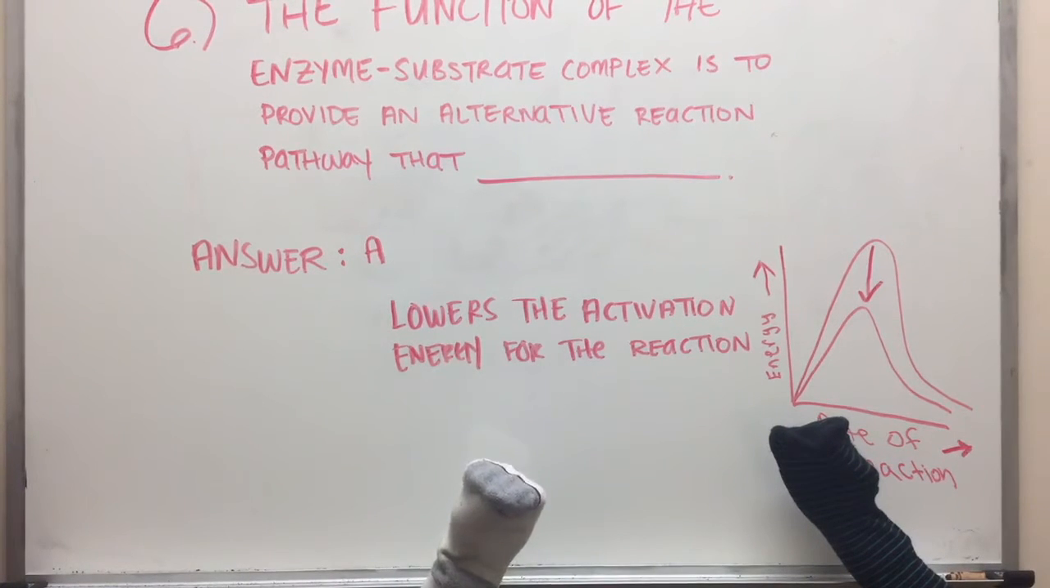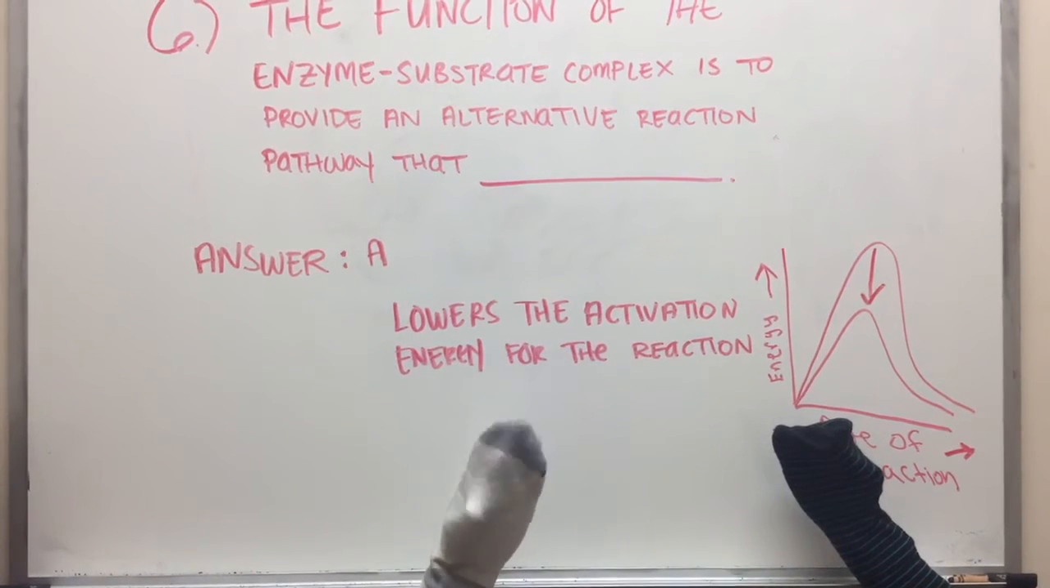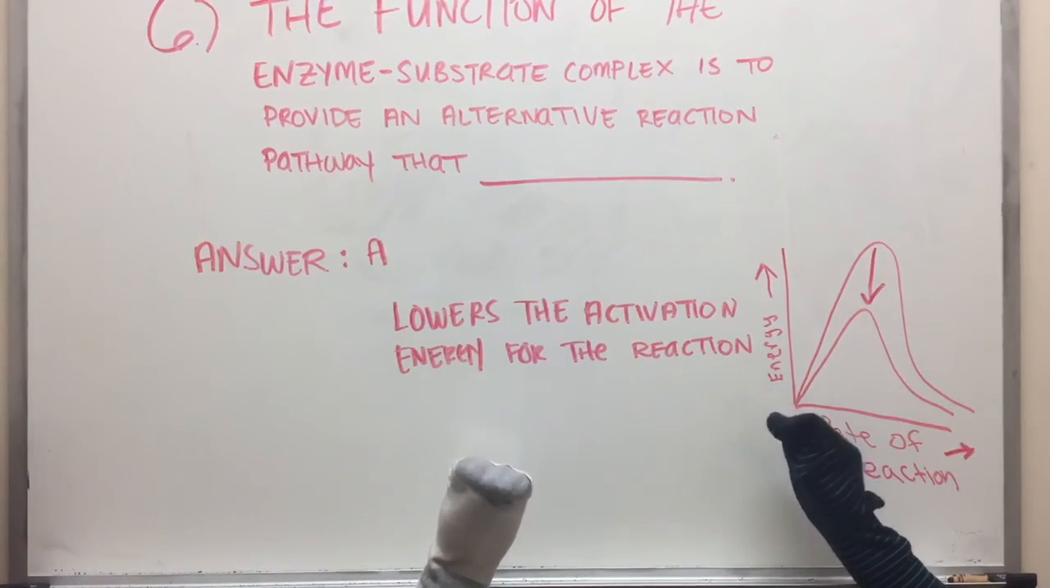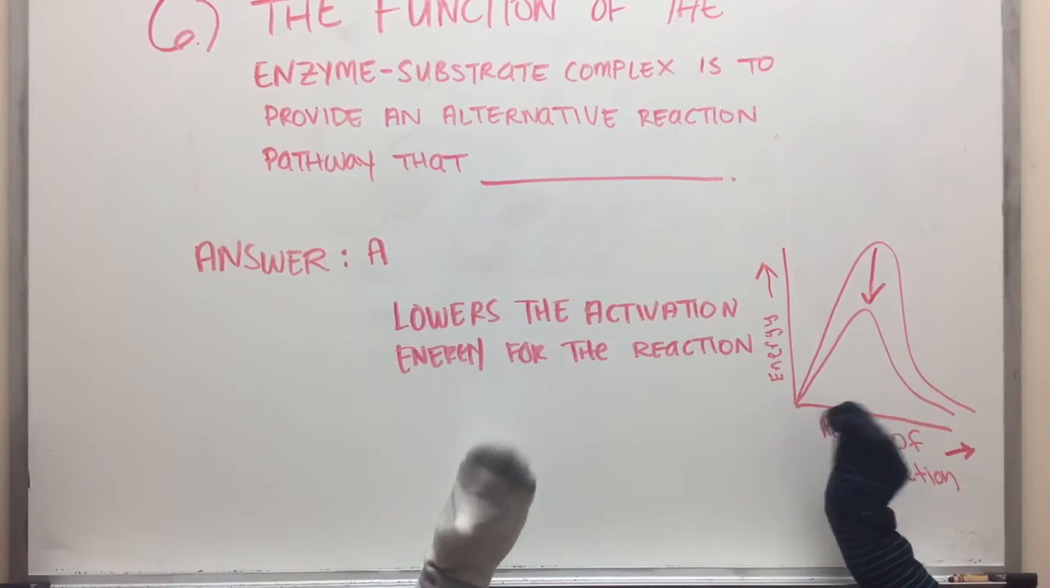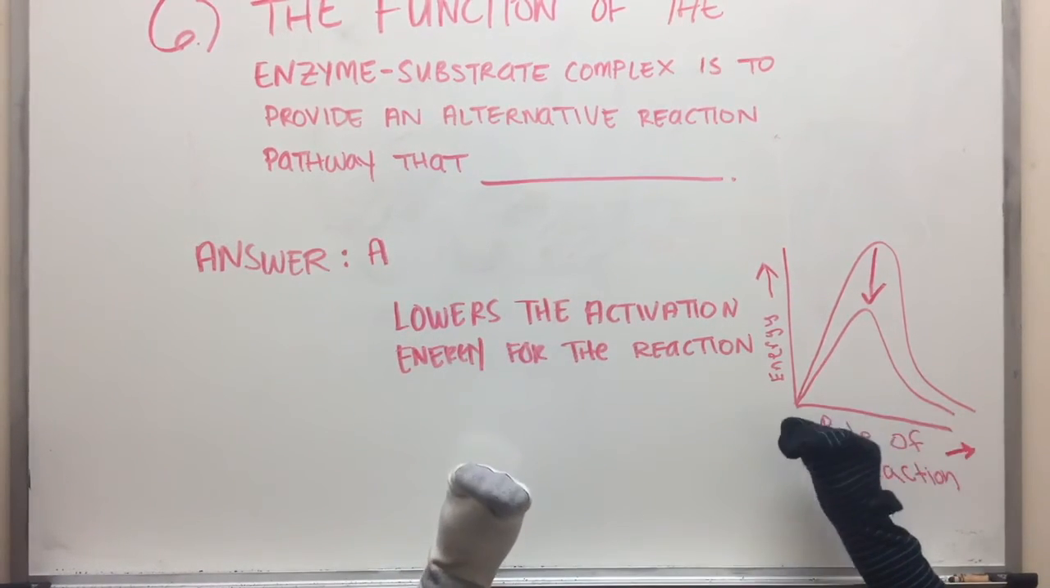Hey Jana, I've been struggling on my biochemistry homework all day long. Can you help me with question number 6? It reads like this. The function of the enzyme-substrate complex is to provide an alternative reaction pathway that blank.